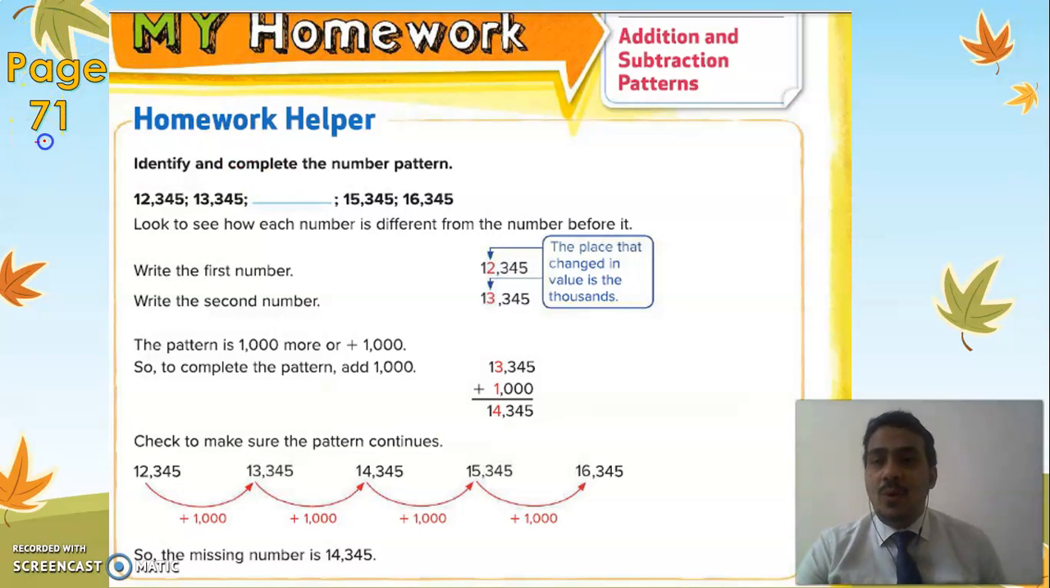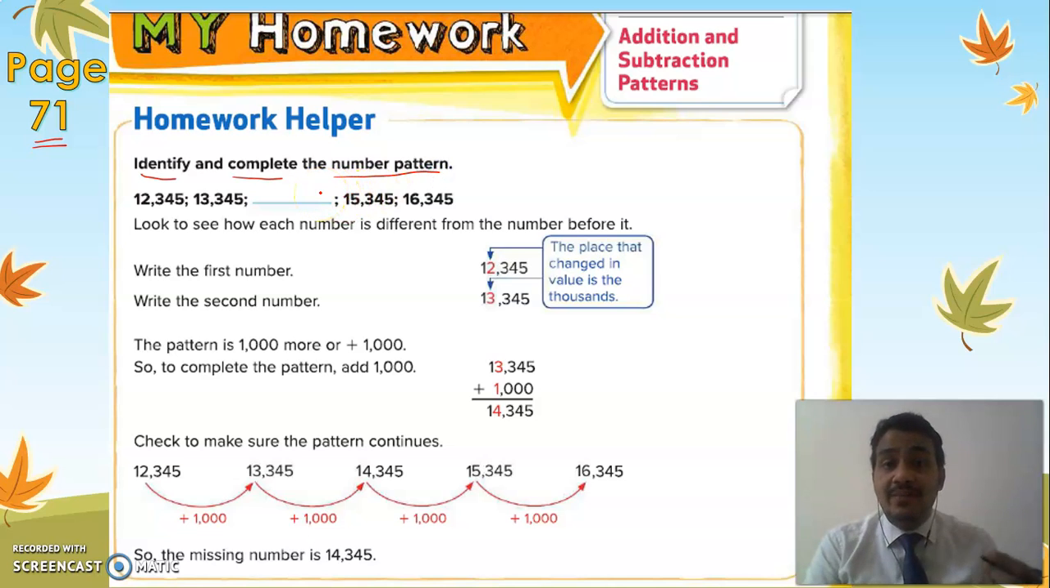On page 71, if you see, they have asked identify and complete the number pattern. First you have to identify what are they adding. They're adding 10 or 100 or 1000. First you have to identify, and then you have to complete the pattern. If you see carefully, this 2 is becoming 3. Then 3 becomes what? I don't know. And you see 5 becomes 6.